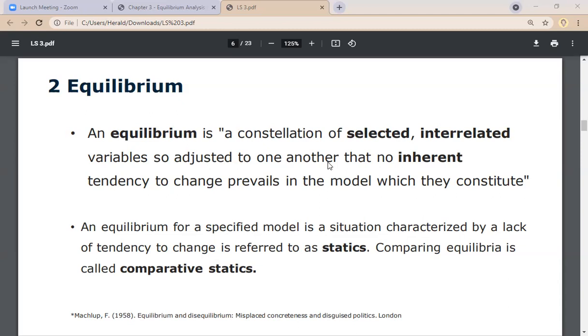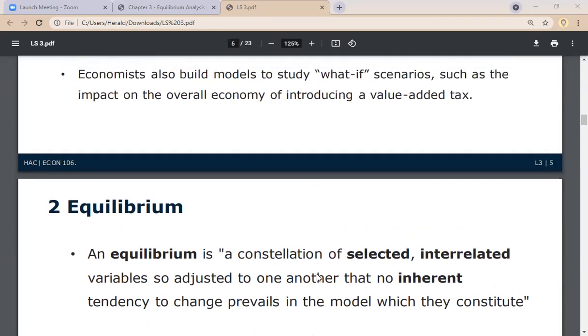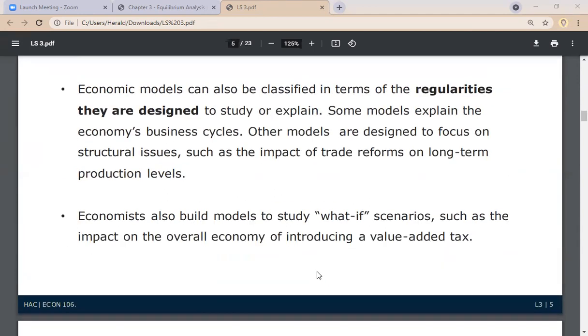Right, let's begin. Now, aside from the one indicated here, which we'll be discussing in a short while, what first comes to mind when we encounter the word equilibrium? Anyone? What first comes to mind?